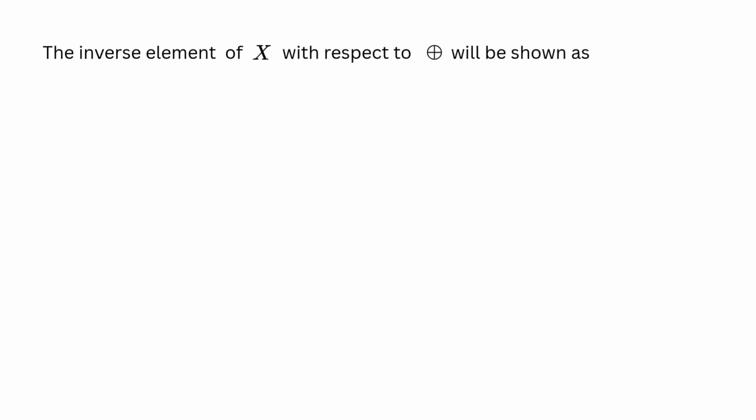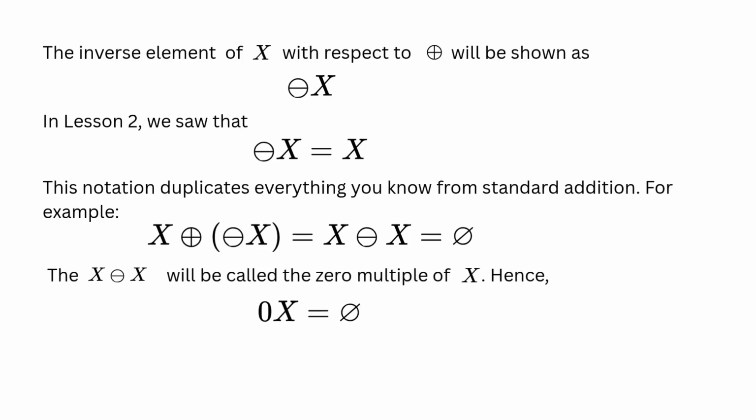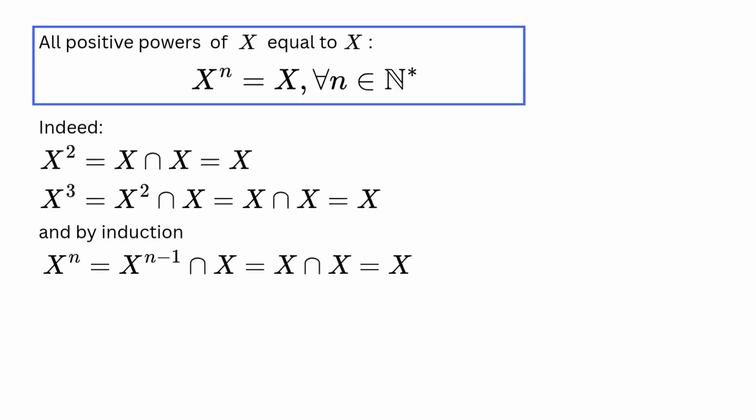Let's indicate the inverse of set X with respect to the symmetric difference by O minus X and call it the opposite of X. It happens to be X, but using the suggested notation is perfectly fine. In this way, anything you know from the addition of numbers duplicates here. For example, X plus O minus X can be written as X minus X and equals the empty set. We will call X minus X the zero multiple of X. Notice that all even multiples of a set vanish. In addition, any positive power of a set equals the set.